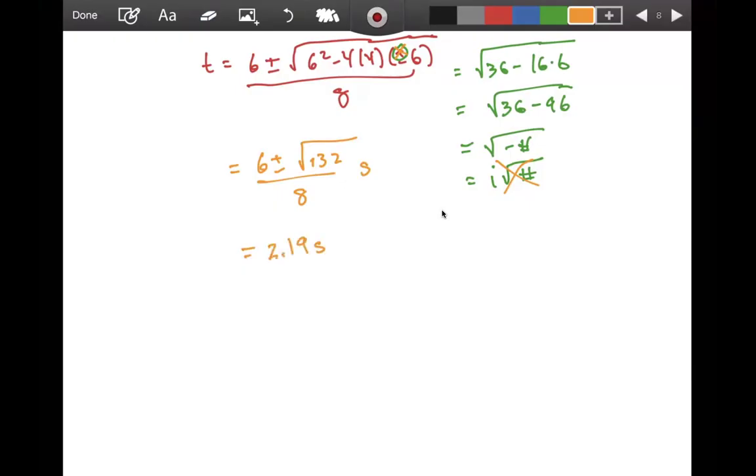2.19 seconds. So the time at which the velocity, in this case, or the speed will be equal to 10 meters per second is going to be 2.19 seconds. And again, in this case, we had to keep the -6, because again, the positive gave me an imaginary number. So we had to keep then the positive in this case.